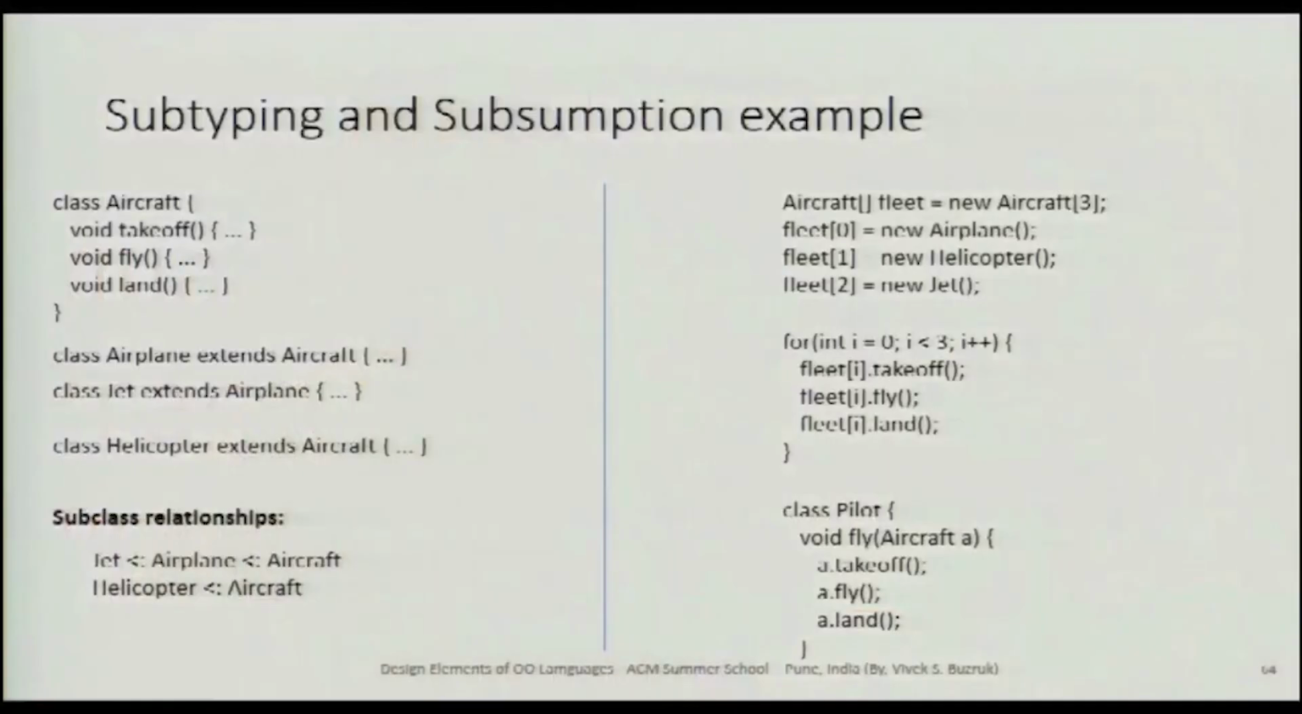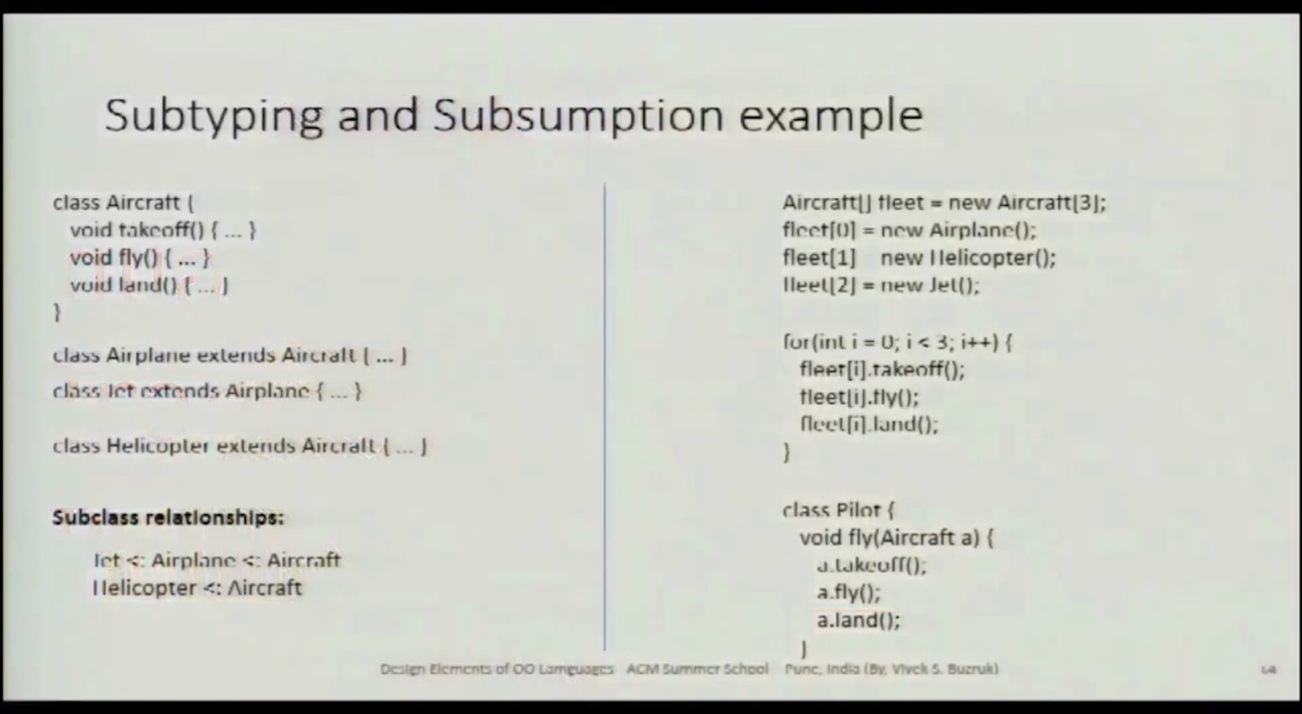Now let us look at this subtyping and subsumption example. Are you getting it up to this point? Very simple, it is not difficult, only thing is that we are looking at it from a different angle. You have learned all this as programming and language as such, but we are talking about a different angle here. Let us look at the class Aircraft. Airplane extends Aircraft, Jet extends Airplane. Let us look at this relationship. It is a slightly different example than your student example. Helicopter extends Aircraft.